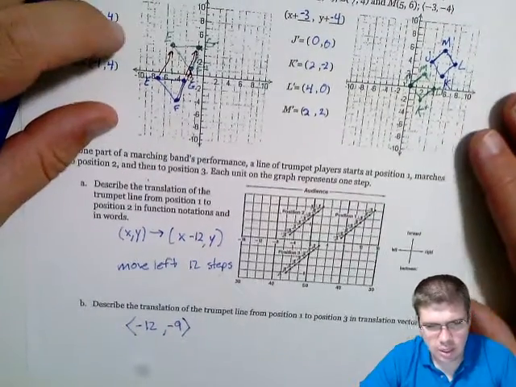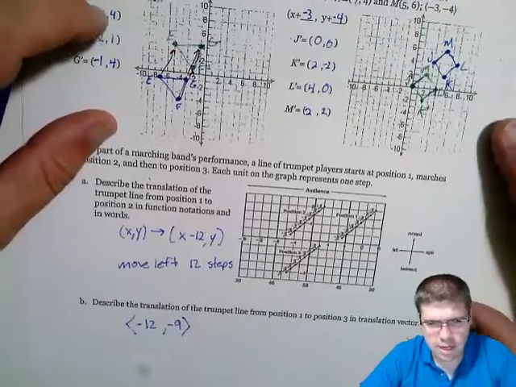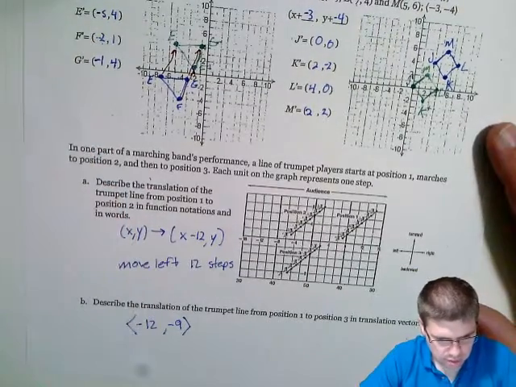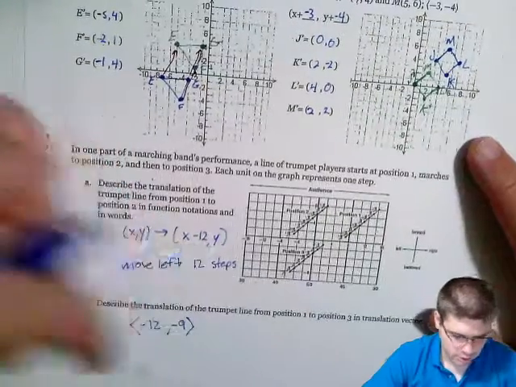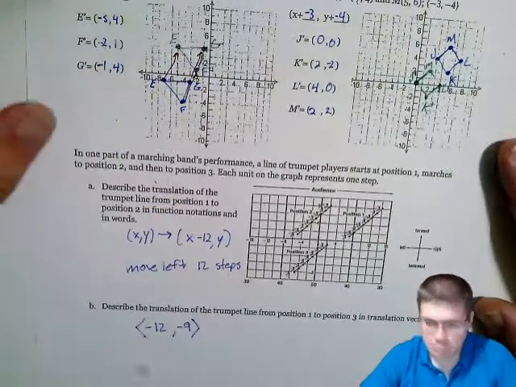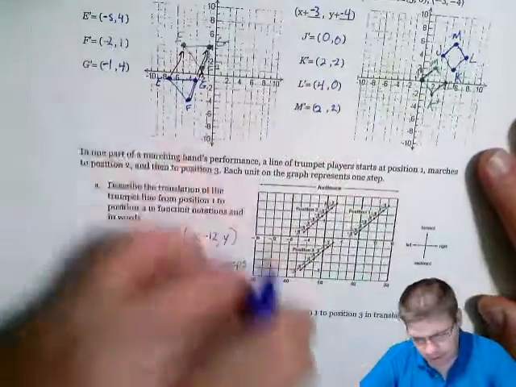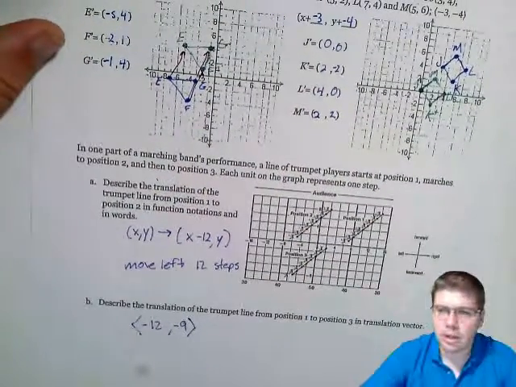And that would be our translation vector. If we wanted to describe that in words, we'd say you take your 12 steps left and then your 9 steps back as part of that translation on the field.